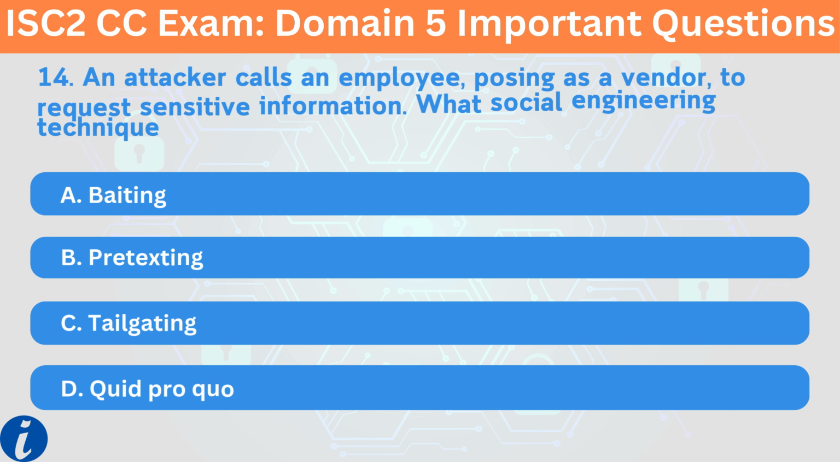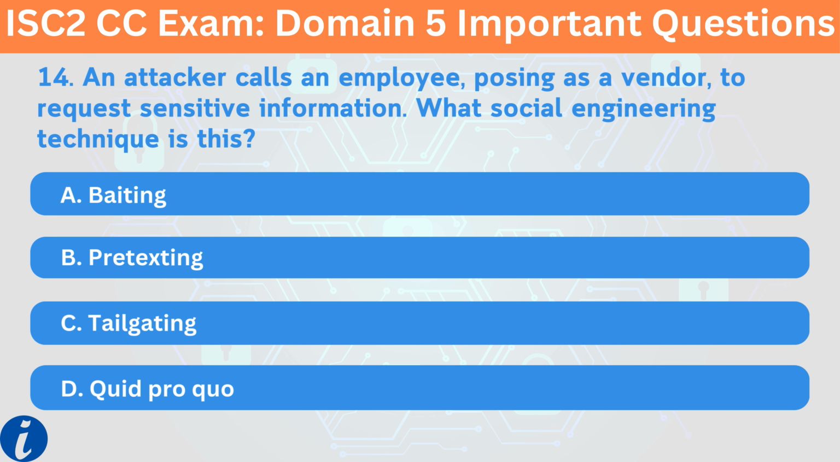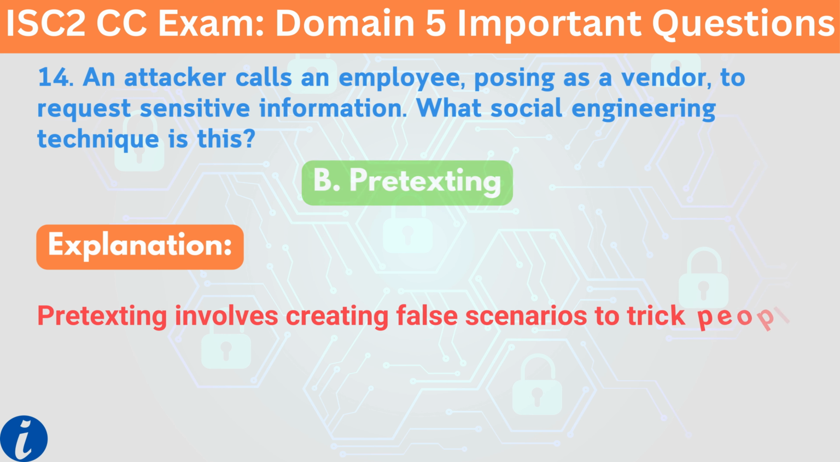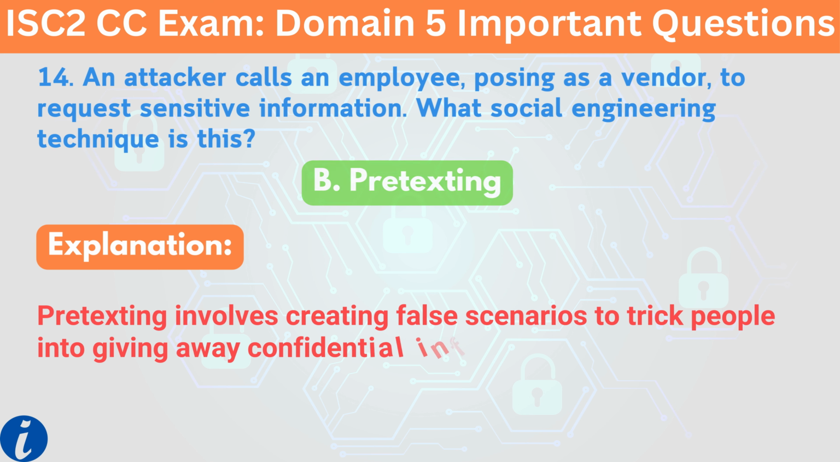14. An attacker calls an employee, posing as a vendor, to request sensitive information. What social engineering technique is this? A. Baiting. B. Pretexting. C. Tailgating. D. Quid pro quo. The correct answer is B. Pretexting. Explanation. Pretexting involves creating false scenarios to trick people into giving away confidential information.